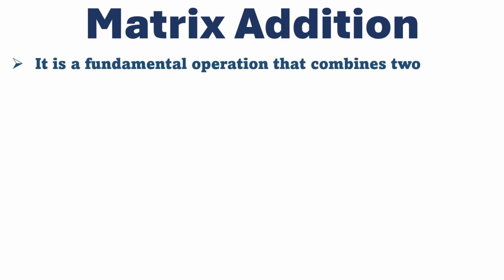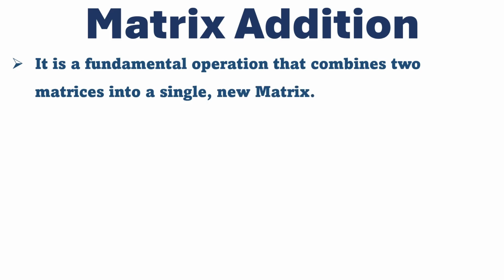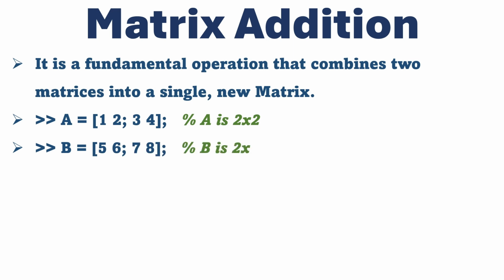Now let's look at matrix addition. Matrix addition is a fundamental operation that combines two matrices into a single new matrix. It is an element-wise operation, which means that the elements at corresponding positions in the original matrices are added together to form the new matrix. Let's take the example again. A is equal to 1, 2, 3, 4, of size 2 by 2. B is equal to 5, 6, 7, 8, also of size 2 by 2.